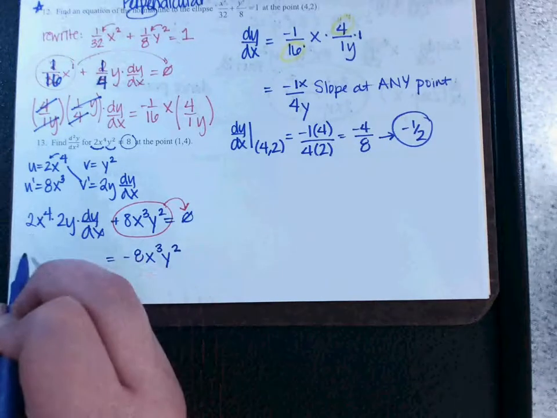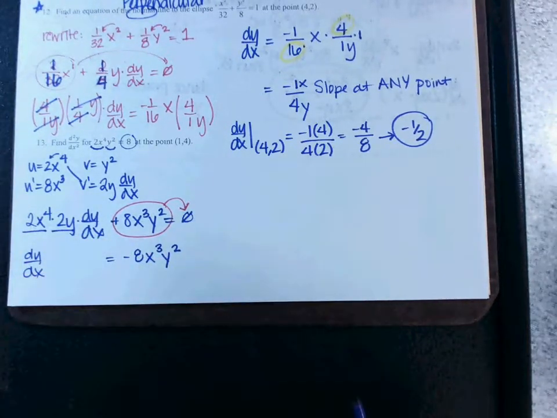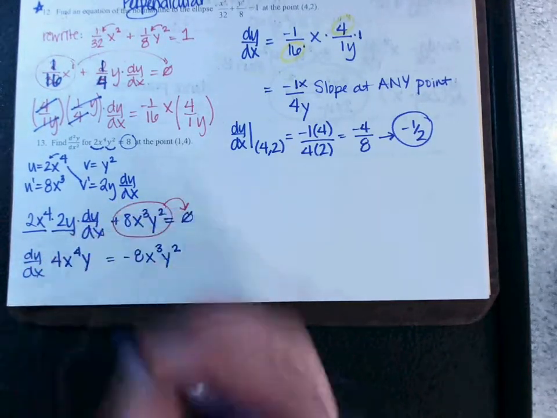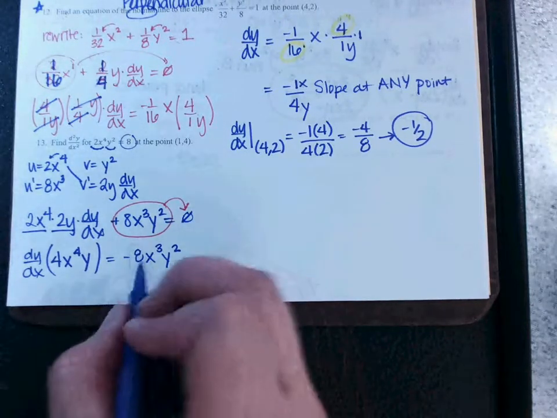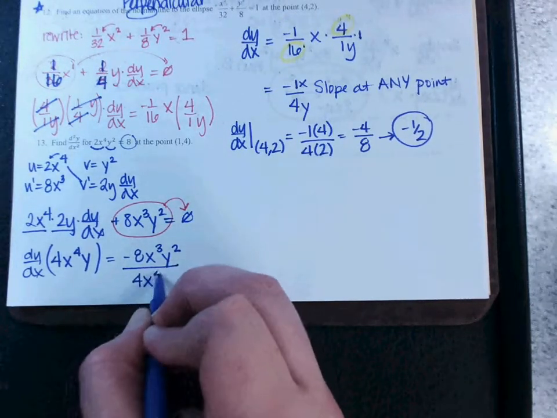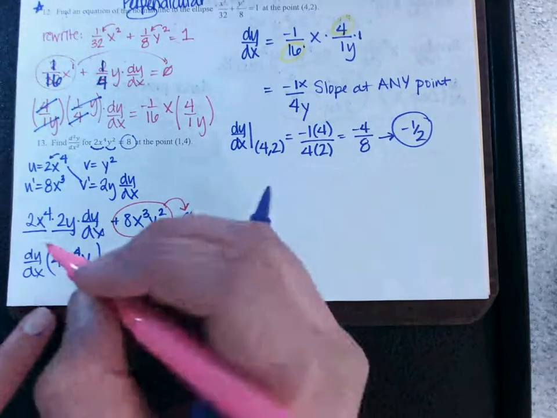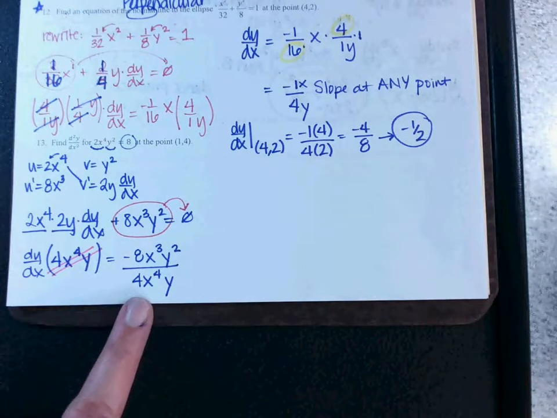On this side, my dy dx is going to come out to the front, and then I'm going to go ahead and combine these. 2 times 2 is a 4 in the front, then x to the 4y. And then remember, what I want to do with that is divide it to the bottom here. Okay, and then remember, once I divide it, I need to cross it out on this side so that it's not still there.